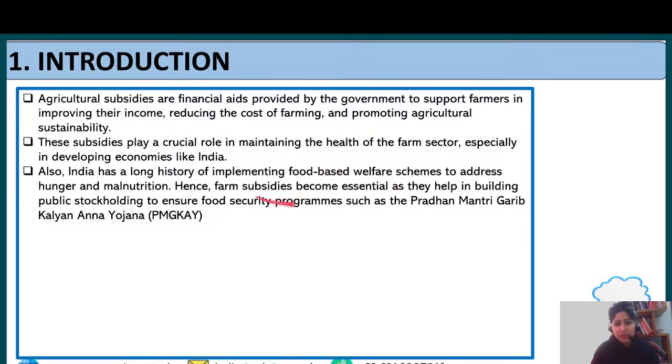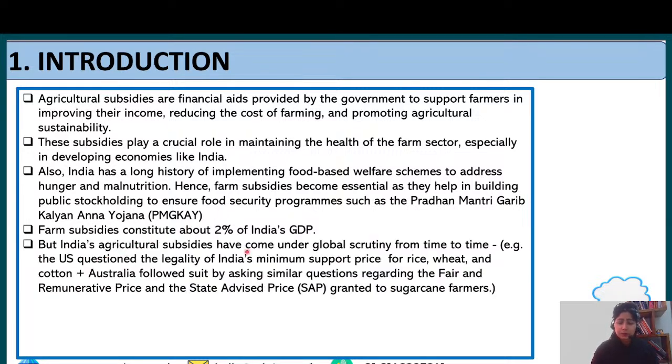So farm subsidies become essential as they help in building public stockholding to ensure food security programs such as Pradhan Mantri Garib Kalyan Anna Yojana. You can talk about the National Food Security Act of 2013. You can talk about the PDS, that these are all synonymous terms. You can talk about that, and with the help of commas, you can write that in your answer. So farm subsidies constitute about 2% of India's GDP. That's even more than what India is spending on health.